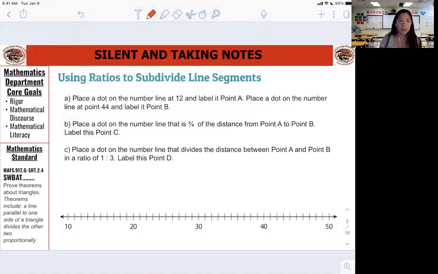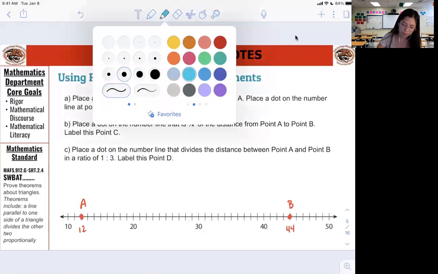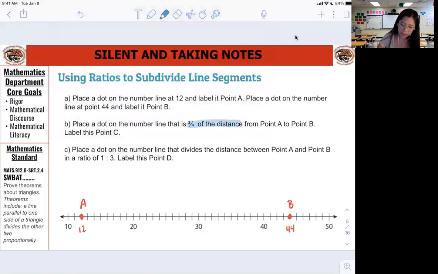Okay, we're going to place a dot on the 12. This is point A. Then I put my other point at 44, point B. Now I'm going to place a dot on the number line that is 3/4 of the distance from A to B. What is the distance from A to B?